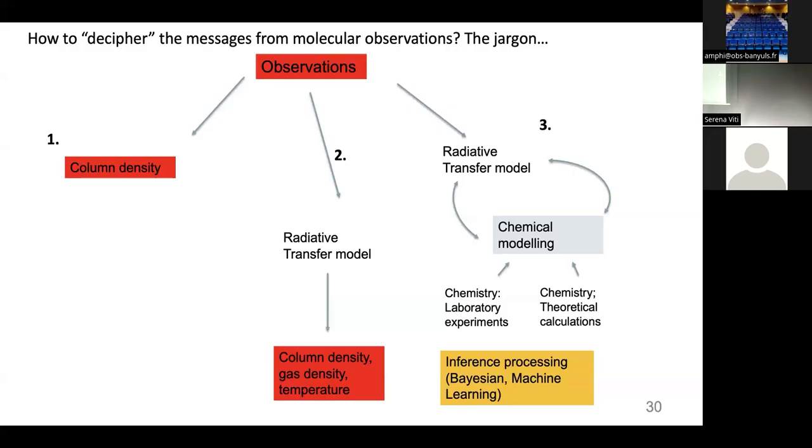Okay, so far I have essentially given you a very quick tour, an overview, of the importance of molecules, how they form, what drives them, what can destroy them, and in general, their role. I'm now going to switch gear a little bit and talk about, as an observer or as an astronomer, what can you do with these molecules?